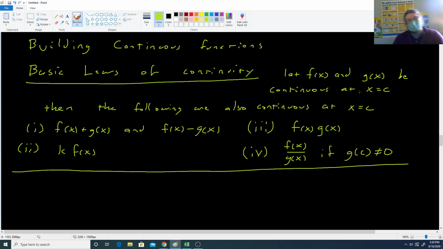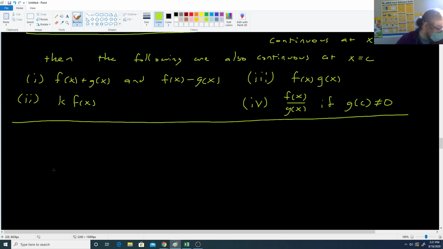So if you have two continuous functions at c, you can add them together and make a third continuous function, or you can subtract them. Can multiply the function by a number, can multiply the function by the other function, or you can divide them as long as the bottom of the division does not equal 0. Those will all generate continuous functions. Next up, we need to talk about polynomials and rational functions.